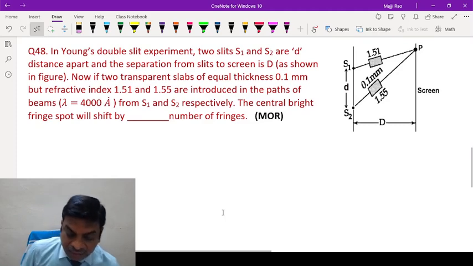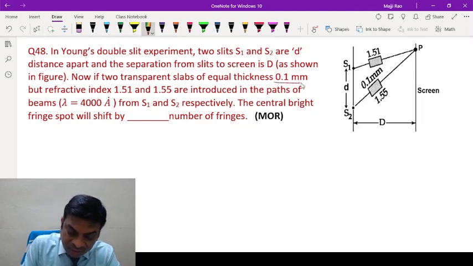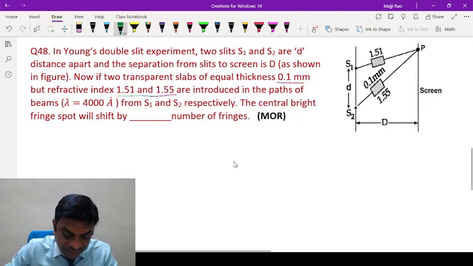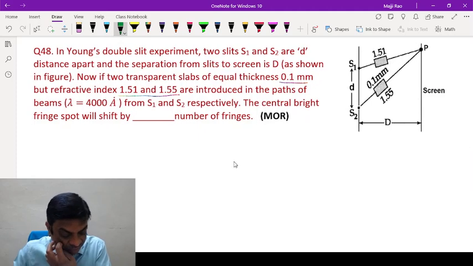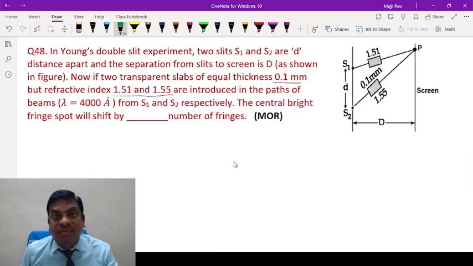In Young's double slit experiment, two slits S1 and S2 are d distance apart, and the separation from slits to screen is D, as shown in figure. Now, if two transparent slabs of equal thicknesses but different refractive indices are introduced in the paths of beams from S1 and S2, then the central bright fringe will shift by?